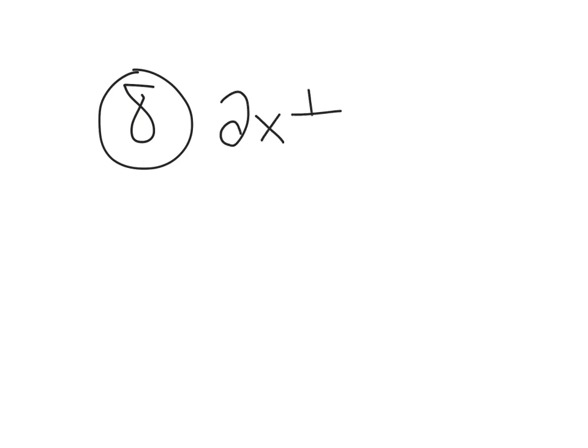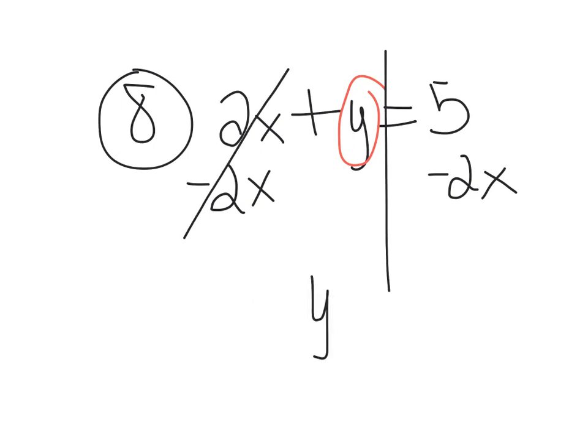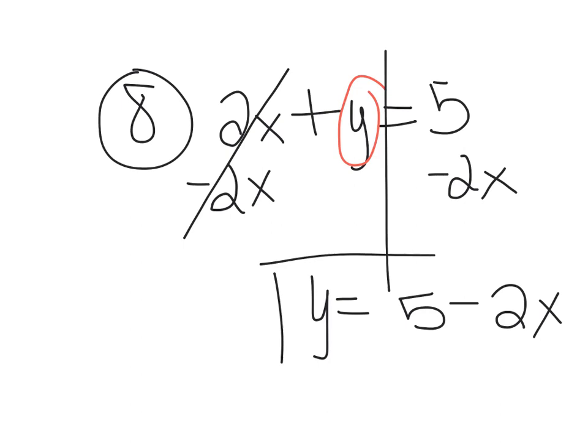Okay, number 8's a little bit different. So let's try number 8. Number 8 says that I have 2x plus y equals 5. I want to solve for my y. Be careful, think. We are adding here. So to unadd, we subtract. If you do it on one side, you have to do it on the other. So my 2x's cancel off. I'm left with y equals 5 minus 2x. That's it. That's all you had to do.